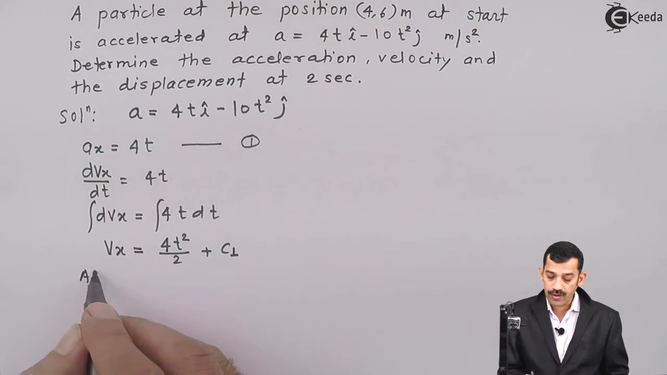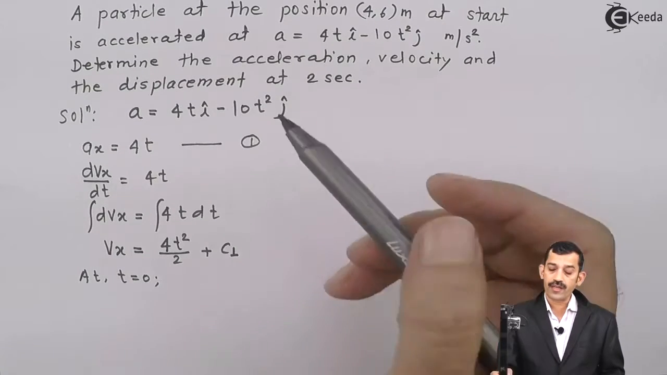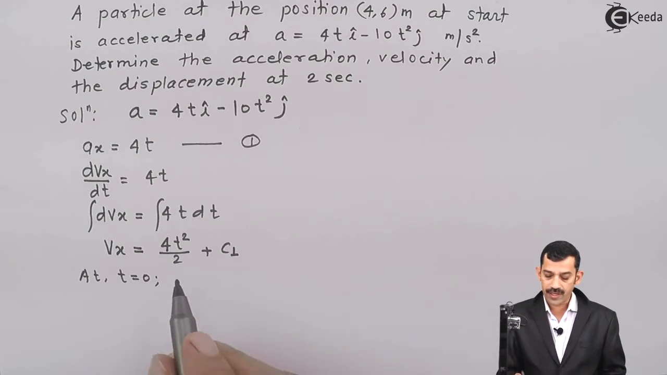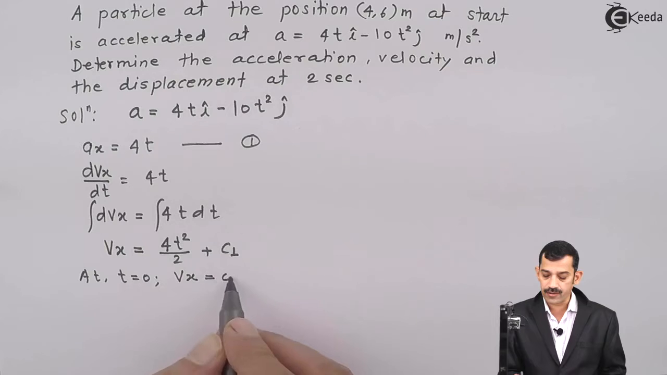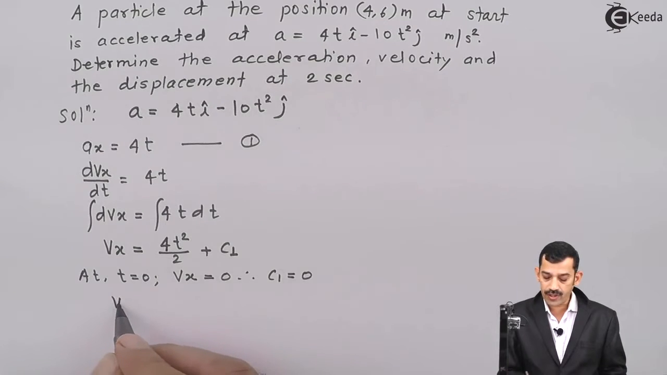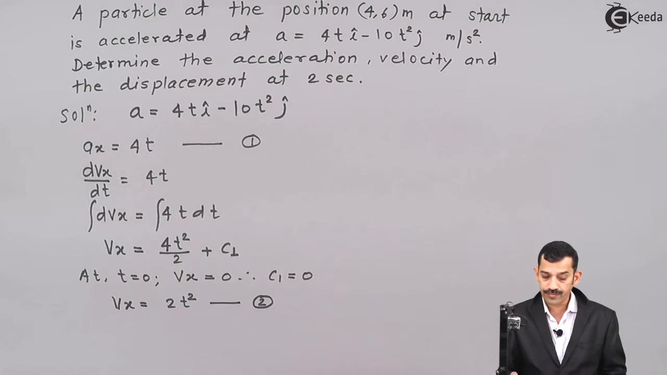Now what is given? The boundary condition, meaning the initial condition, at t equal to 0. The particle at the position 4, 6 at start is accelerated. That means initially the velocity of the particle is 0. Therefore at t equal to 0, vx and vy are both 0. Here vx is 0, therefore c1 equal to 0. With c1 as 0, the equation of vx comes out to be 40t, equation number 2.